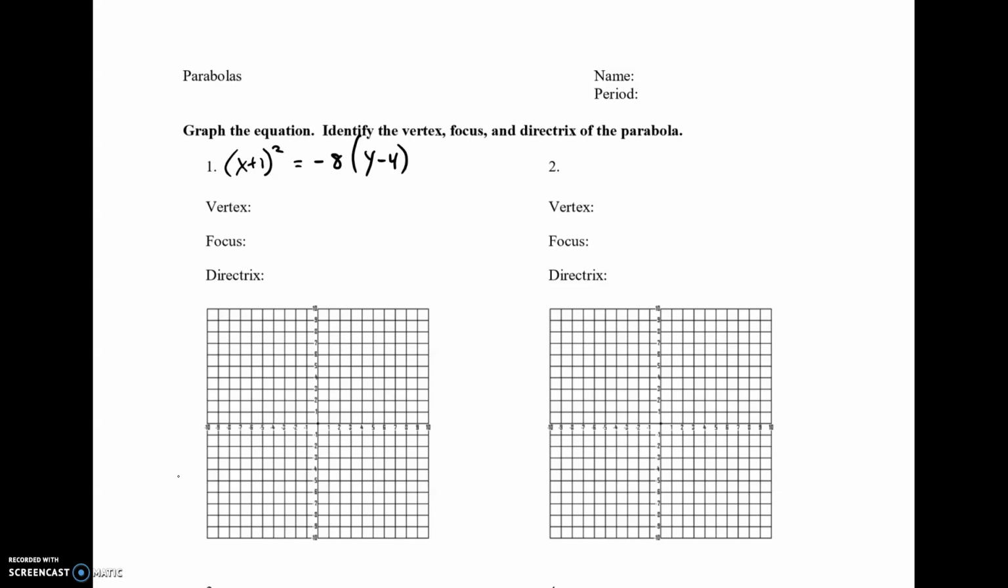We see that x is squared and y isn't. That tells us it is a parabola. It also tells us whether this opens up, down, left, or right. X is squared, so it either opens up or down. P is negative, so I know it opens down. So I'm just going to sketch something real quick there as a reminder.